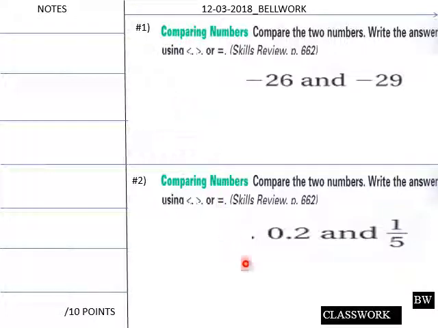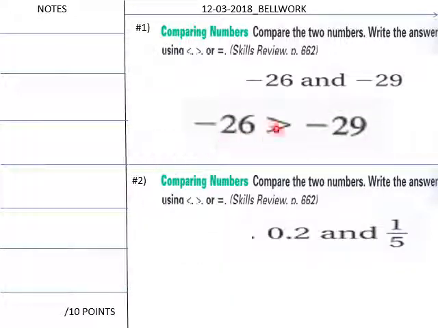Teachers, here is today's bell work. Compare the two numbers, and write the answer using an inequality sign or an equal sign. Same thing down here, using inequality operators or an equal sign for number 2. Give your students 3 minutes on this.